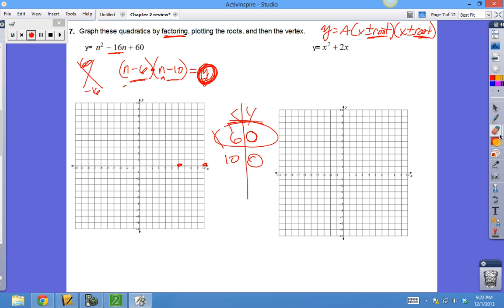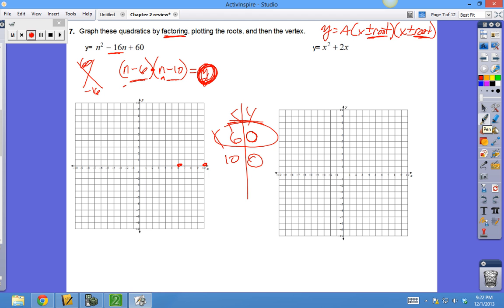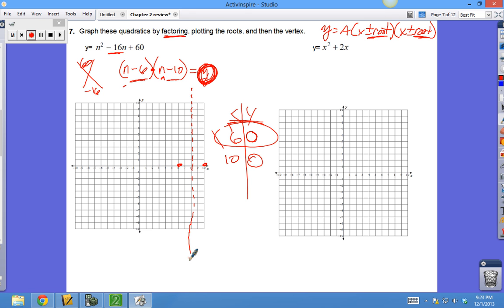Okay, now my axis of symmetry is going to be in the very dead center of those two dots, so it's going to be right there. And here's how you find it. You take this 0, which is a 6, and this one, a 10. You add them together, that's 16. You cut that in half, and that is 8. So my axis of symmetry is going to be 8.